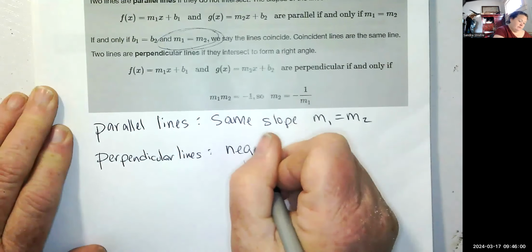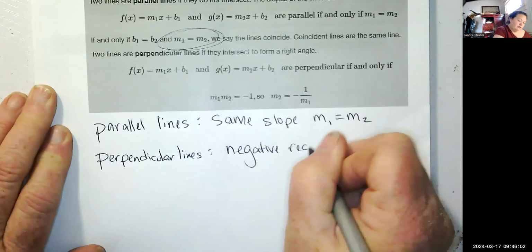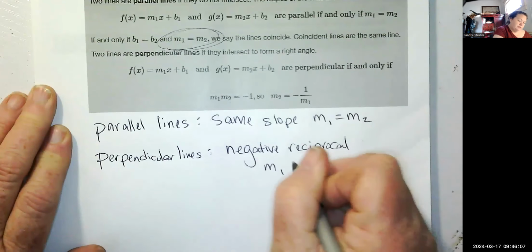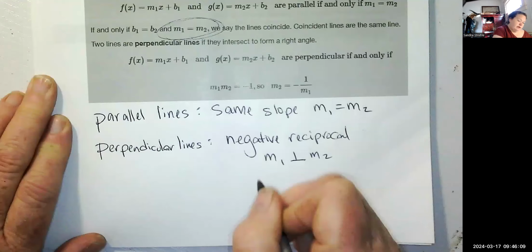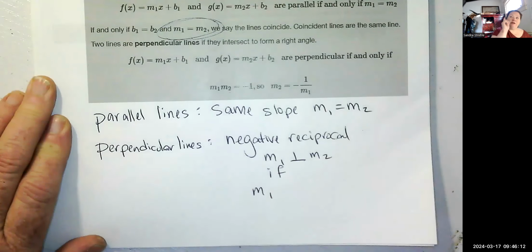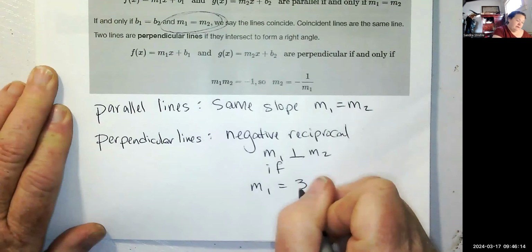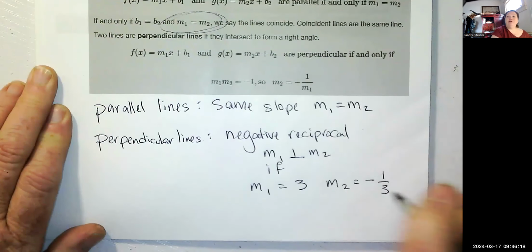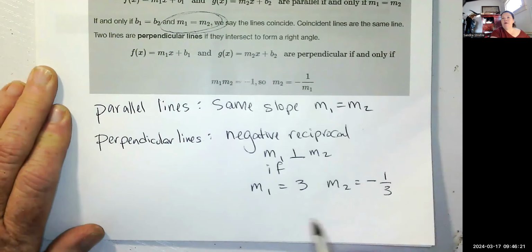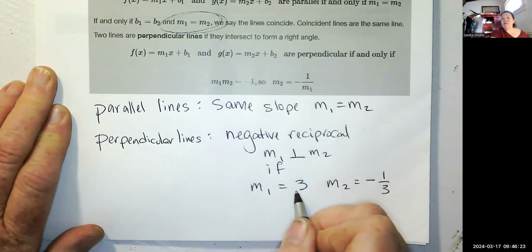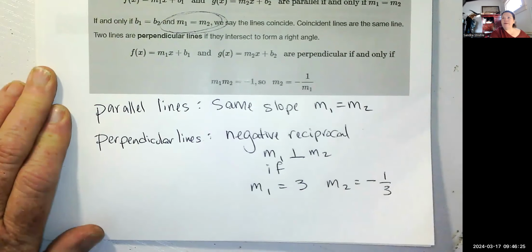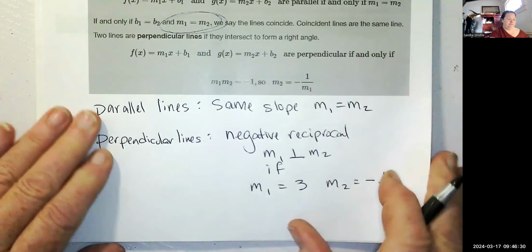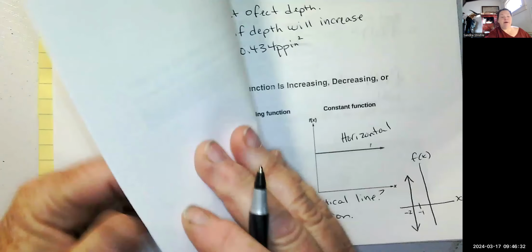Negative reciprocal slopes. So M1 is perpendicular to M2 if... I'm going to give you an example. If M1 equals 3, then M2 would need to equal -1/3 in order for them to be perpendicular. Note that I took the reciprocal. This is 3/1, so it becomes 1/3. That's the reciprocal. And then we change the signs. So it's the -1/3.